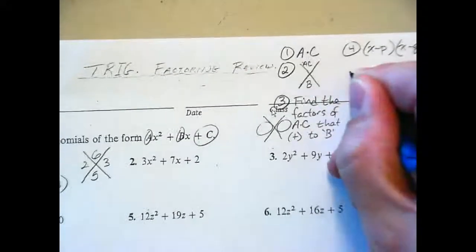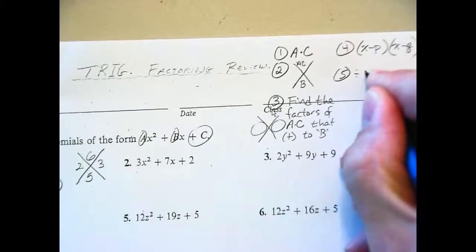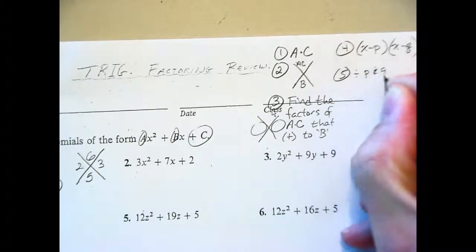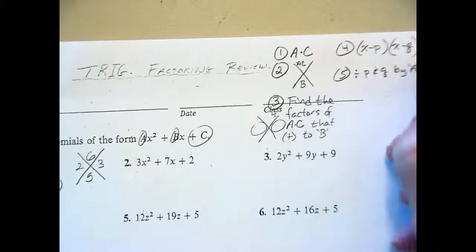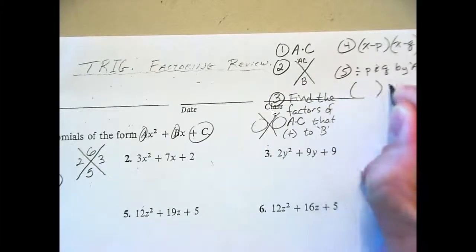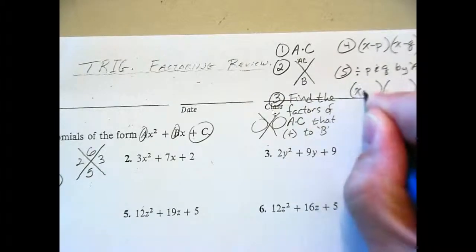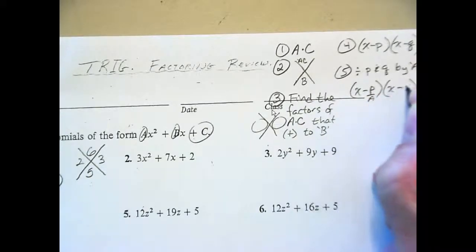The next step, step 5, is to divide P and Q by A. Divide P and Q by A. So if you want to think of it in terms of your picture, this is where you're at right now. You have x minus P. Well, you're going to divide by A. And you have x minus Q. Well, you're going to divide it by A.